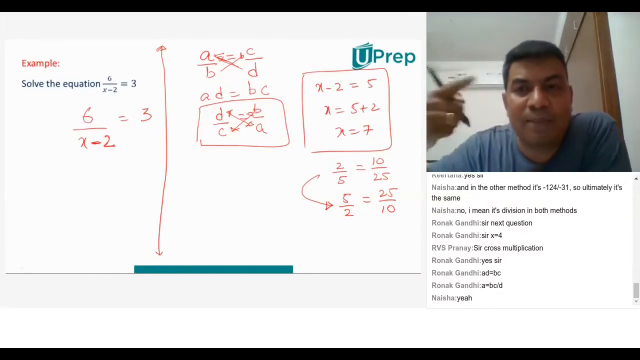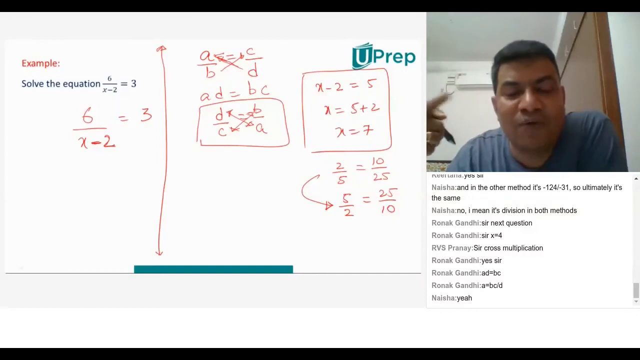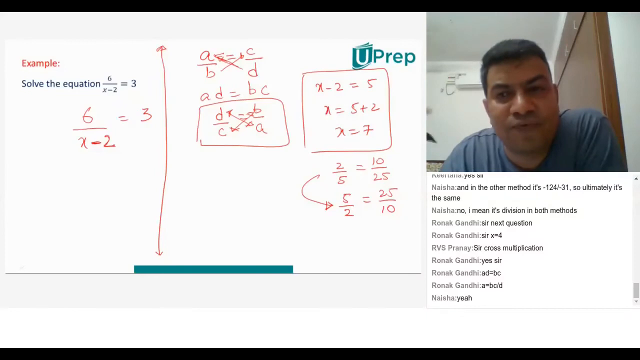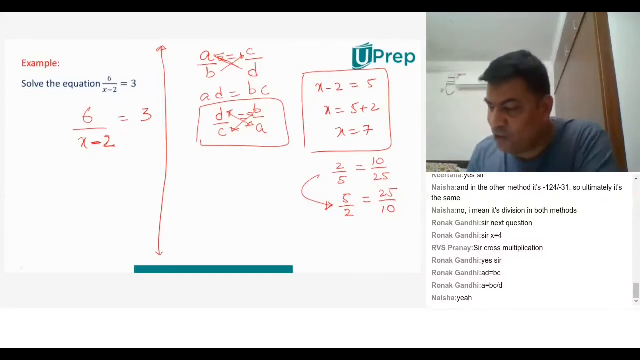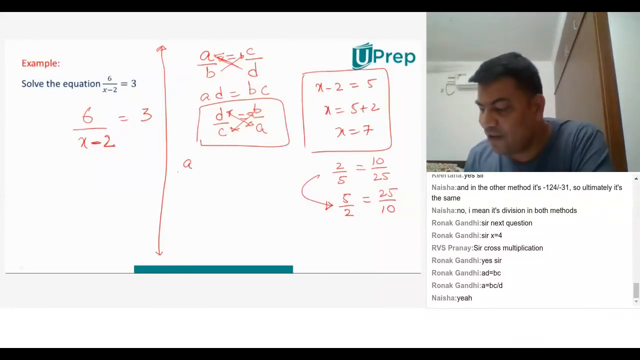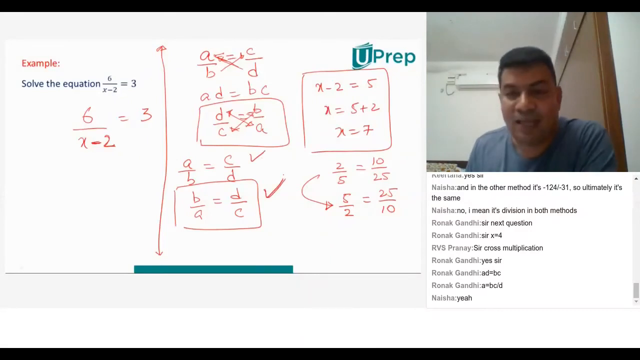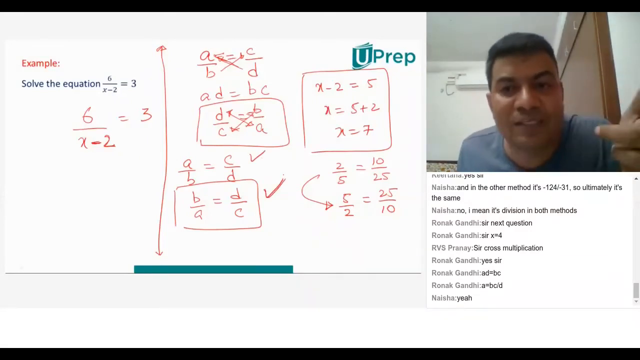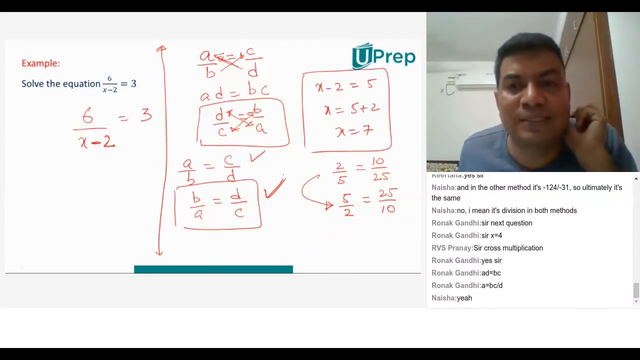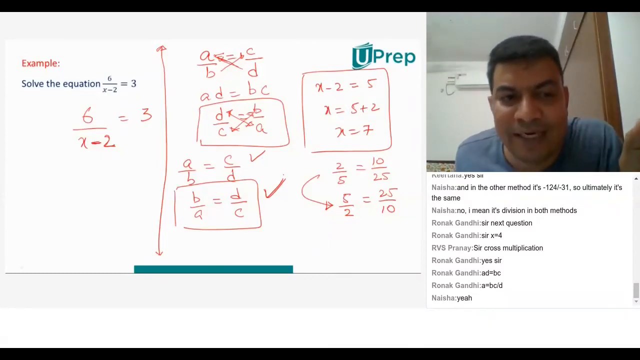If I invert them, what is the inverse of 2 by 5? The inverse ratio is 5 by 2. And the inverse ratio of 10 by 25 is 25 by 10. So whenever you have A by B is equal to C by D, if you invert them, B by A is equal to D by C. This is called invertendo. This is always right. Does it make sense to everyone?